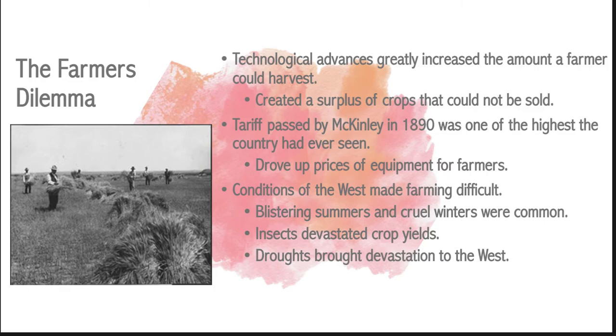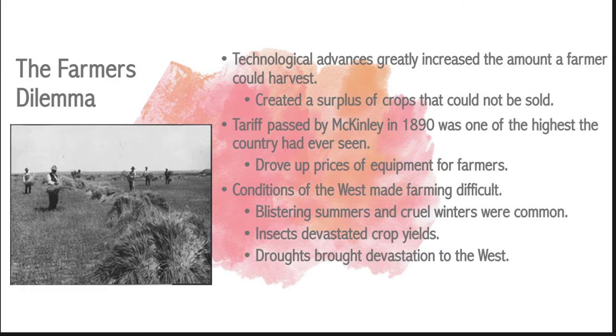A tariff, which was passed by McKinley in 1890, is going to be one of the biggest the country has ever seen. Remember, a tariff is a tax on imported goods. What this tariff does, though, is have a negative effect on farmers because it will drive up the prices of equipment that farmers were purchasing.